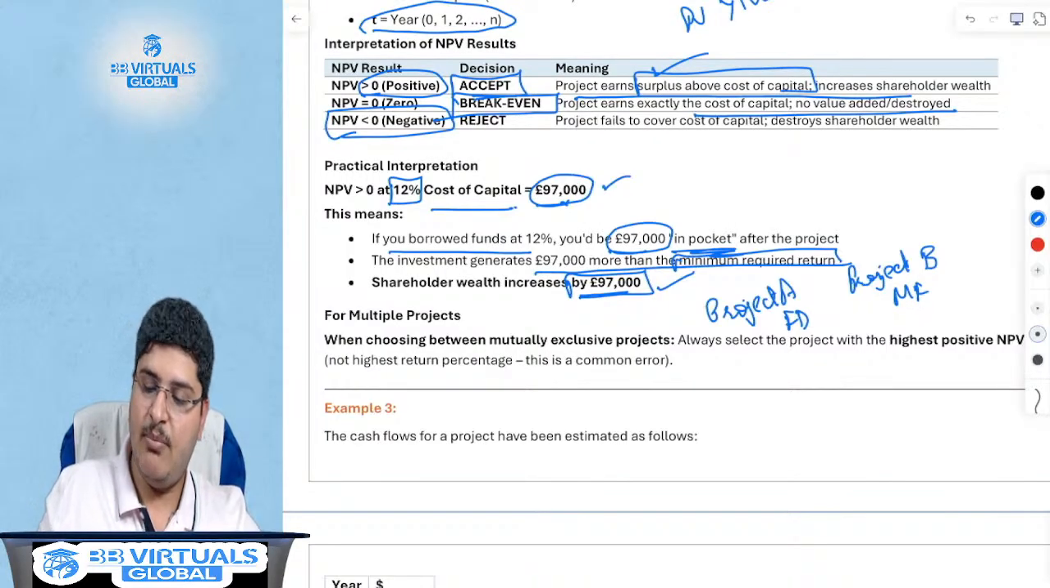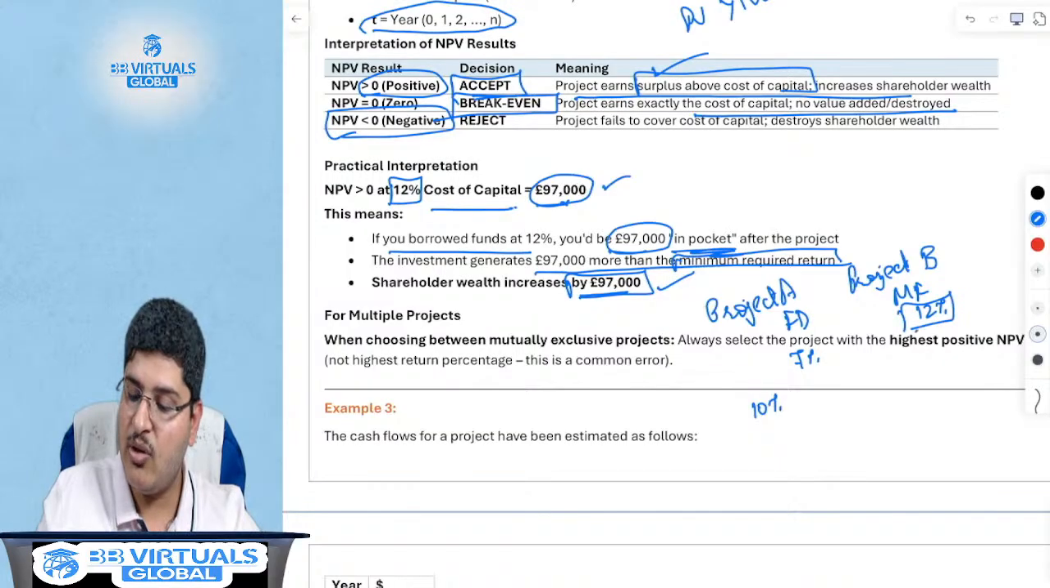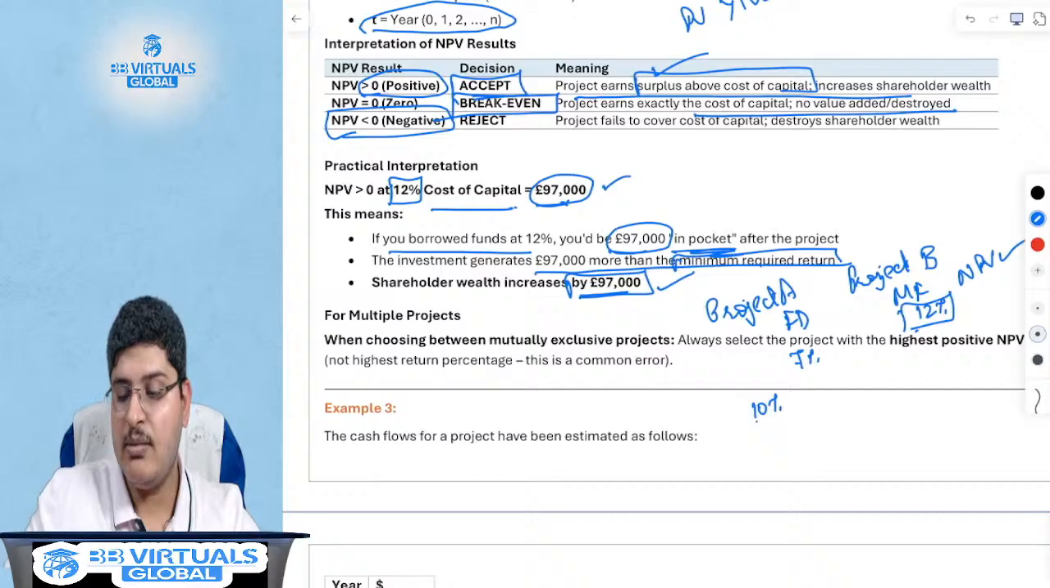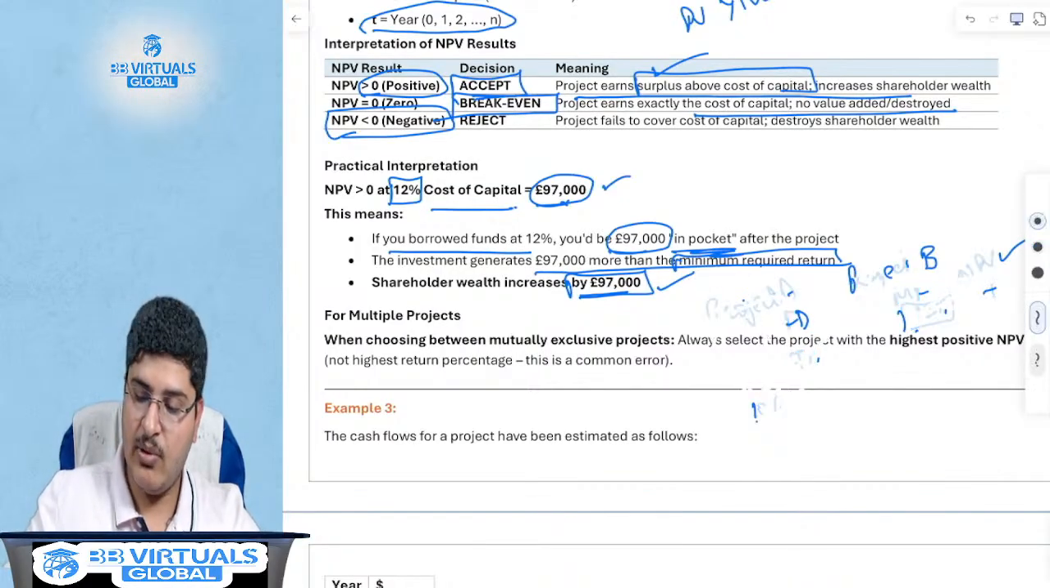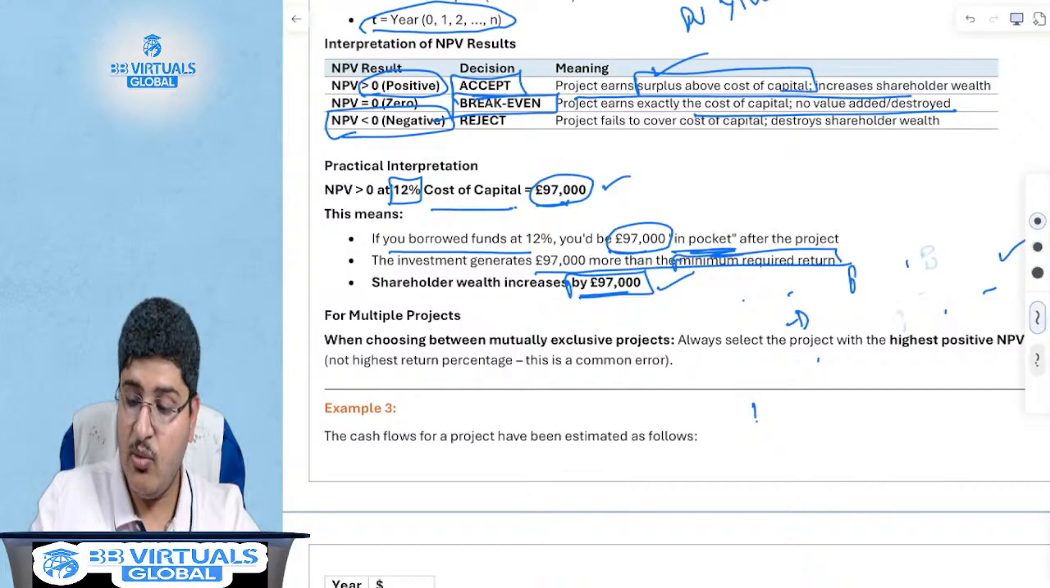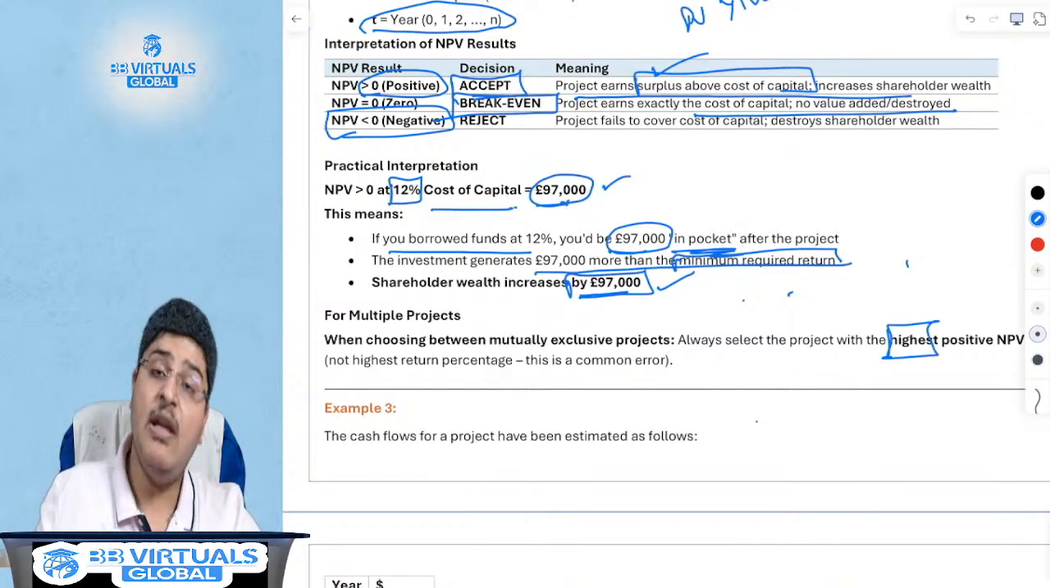Now, for example, the bank lends you money at 10%, FD gives you 7%, mutual fund gives you 12%. What will you choose? You'll of course choose mutual funds because at 12%, which is greater than 10%, your NPV is positive. So in case of multiple projects, you go ahead with the project which has the highest NPV, even if both are positive.